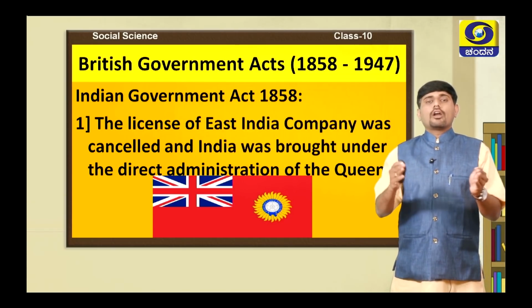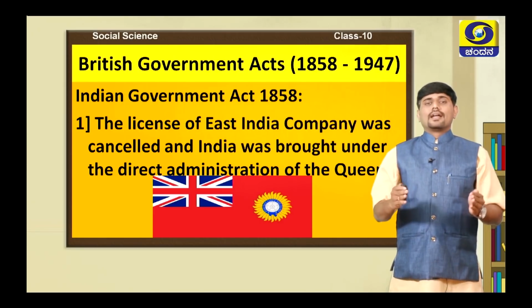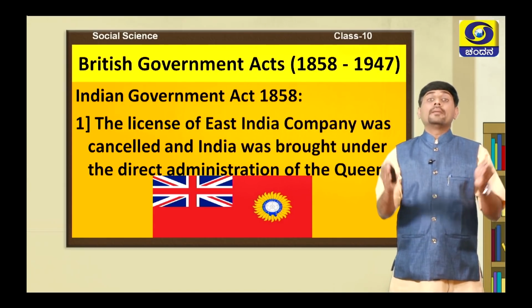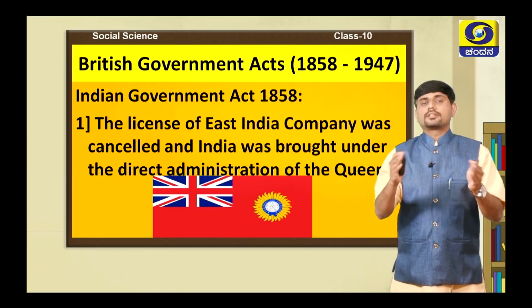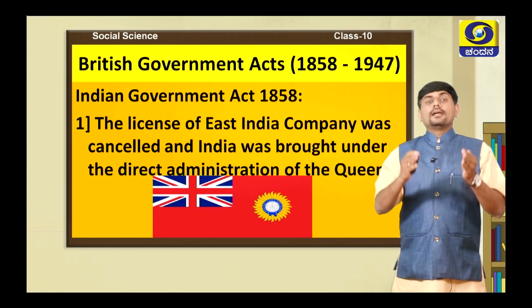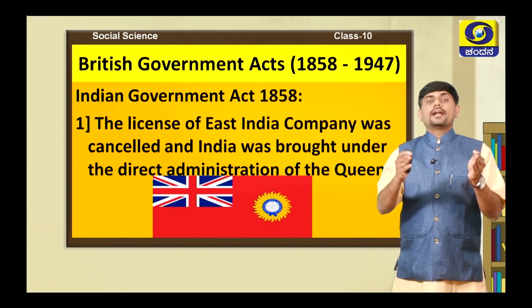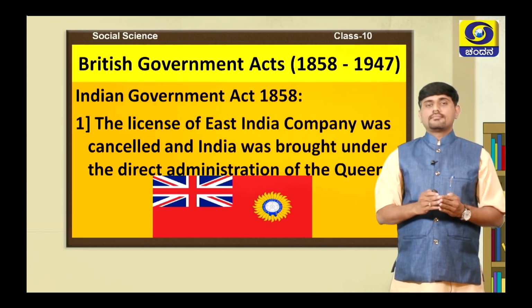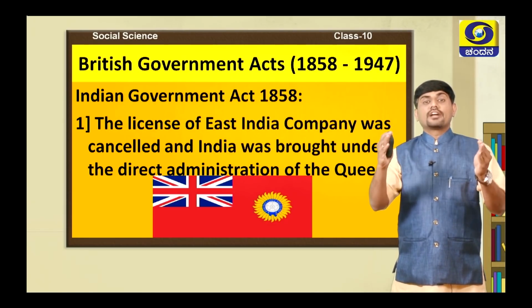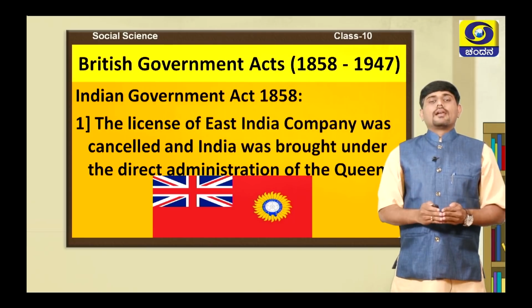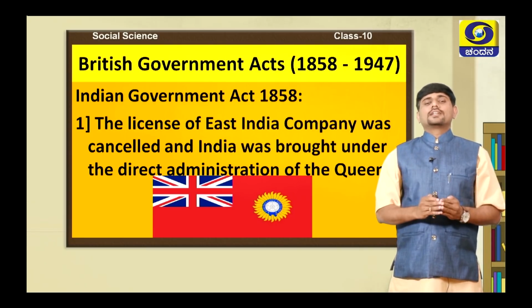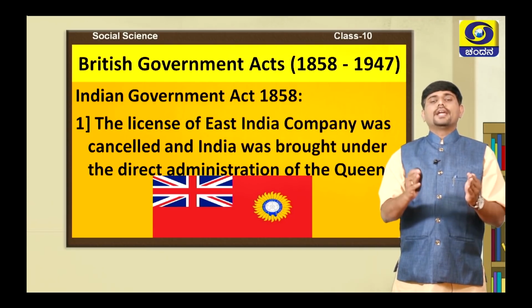The reason to call them the British Government Acts is that the acts were directly implemented by the British government. The acts were directly made by the British Parliament and brought into force in India. Therefore, we call it the British Government Acts. In that, let us study the first act here, the Government of India Act 1858.